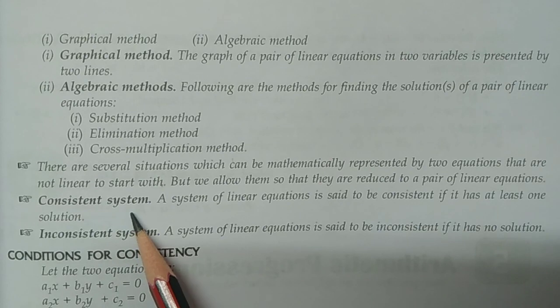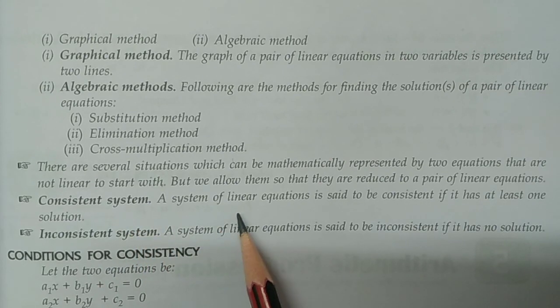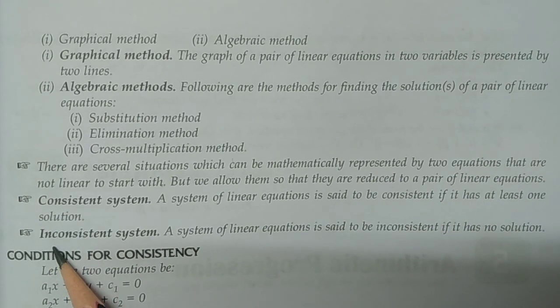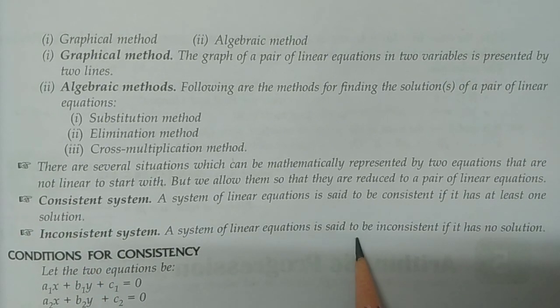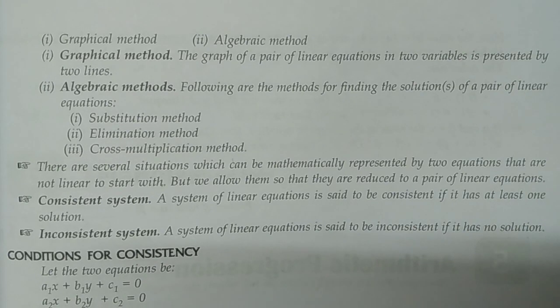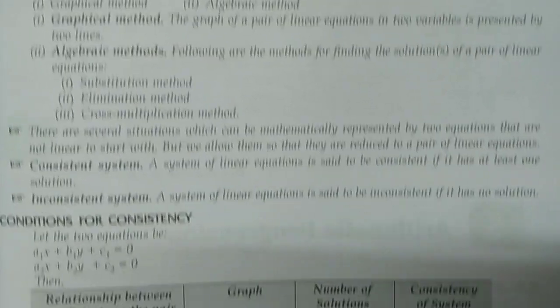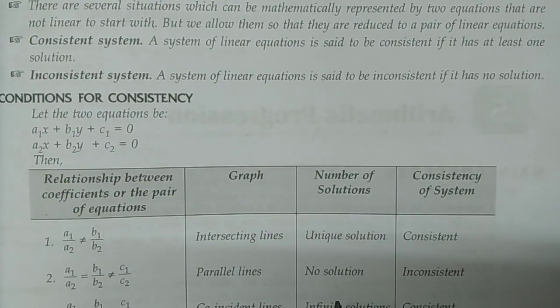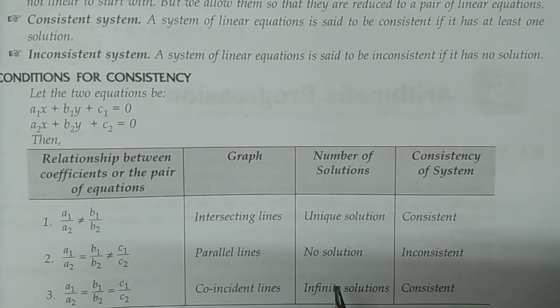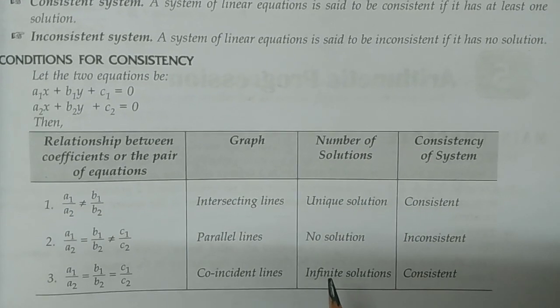Consistent system: a system of linear equations is said to be consistent if it has at least one solution. Next, inconsistent system: a system of linear equations is said to be inconsistent if it has no solution. So we have done till here. Now we are covering these important patterns, which are necessary in these tables.